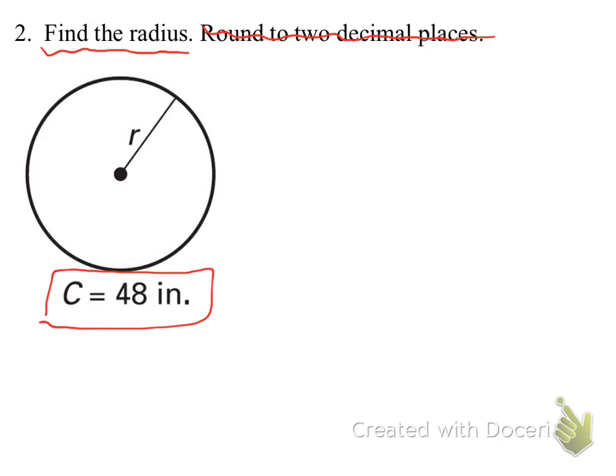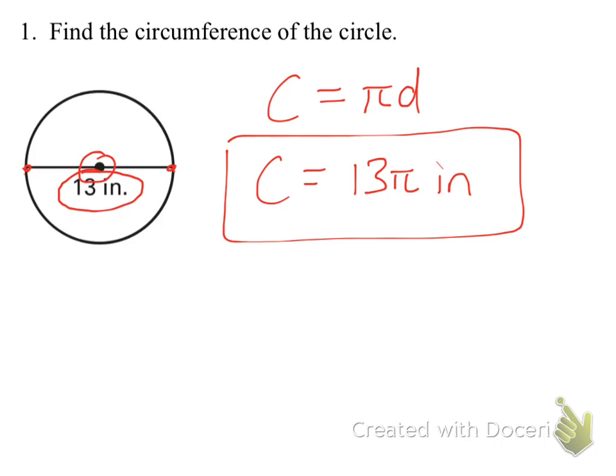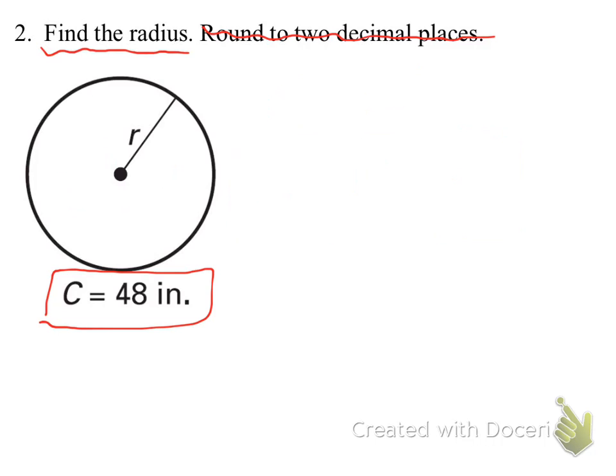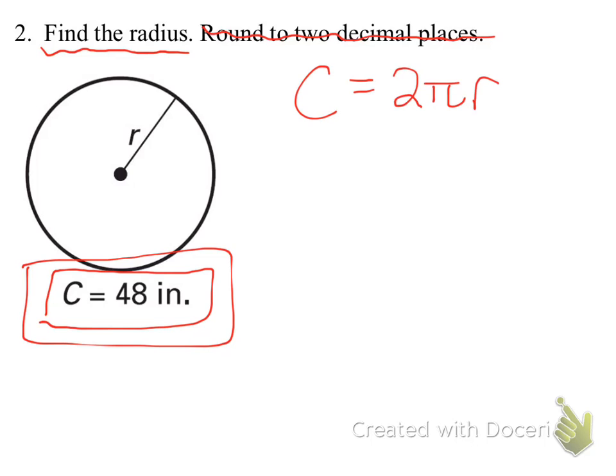Usually, in the problem we just did, we were looking for the circumference. Now, they give it to us. So let's use the circumference formula: circumference equals 2 pi r. But this time, we are looking for r.